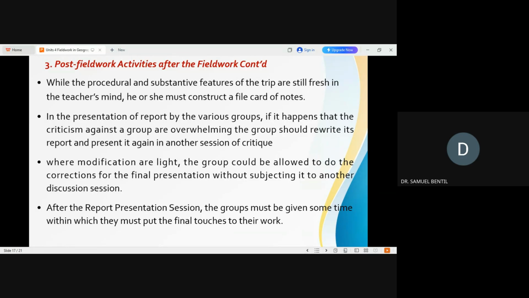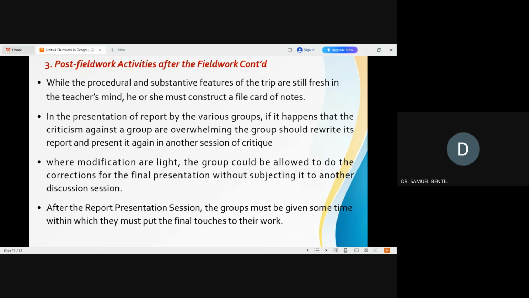Whilst the procedural and substantive features of the trip are still fresh in the teacher's mind, he or she must construct a file of notes. A file of notes are things that you pin down of the experiences and the things that happened on the fieldwork, and what are some of the things that you think made it successful.